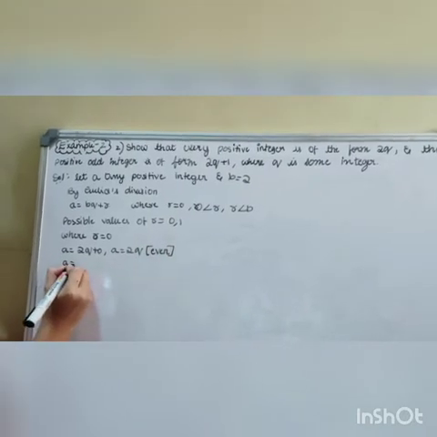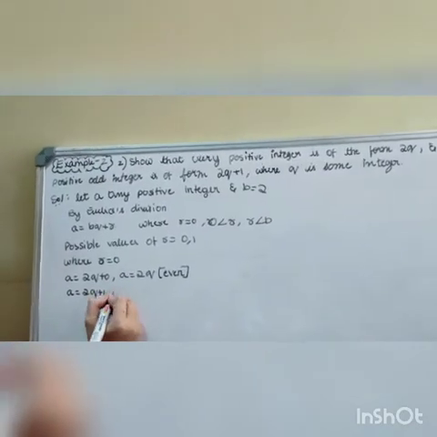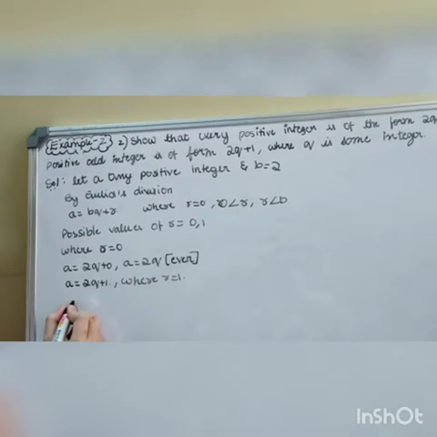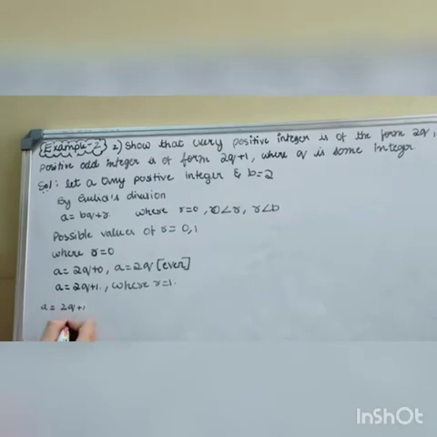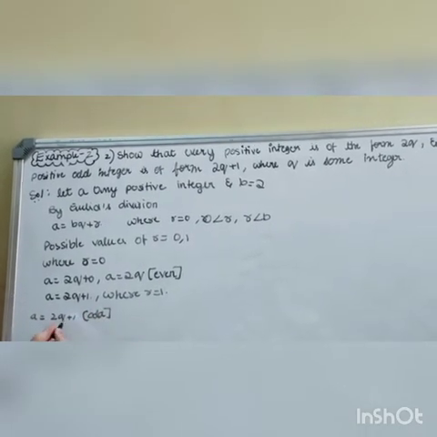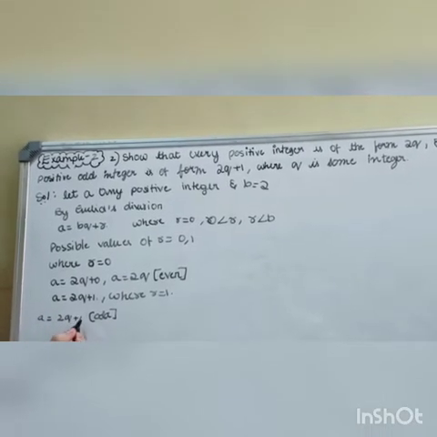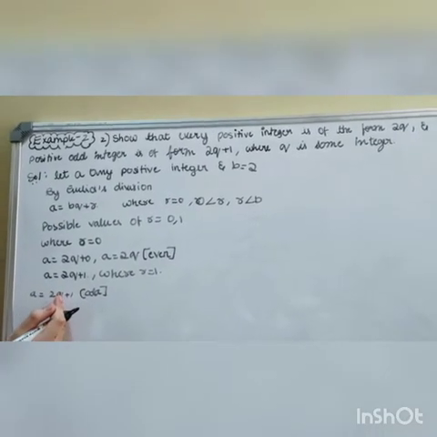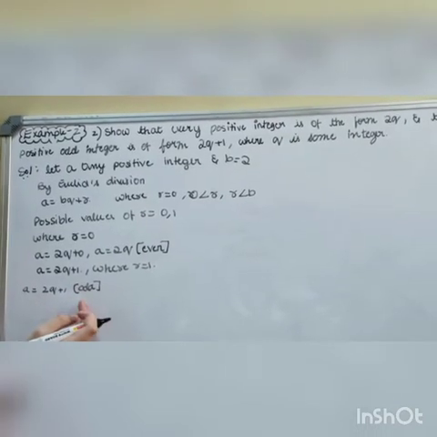And here we'll take a is equal to 2q plus 1 where r is equal to 1. Now here this is an odd. I can say this is an odd because if I take 7 here, 7 twos are 14, 14 plus 1 is 15. If we multiply any number q by 2 and add 1, we get an odd number. So this is an odd.